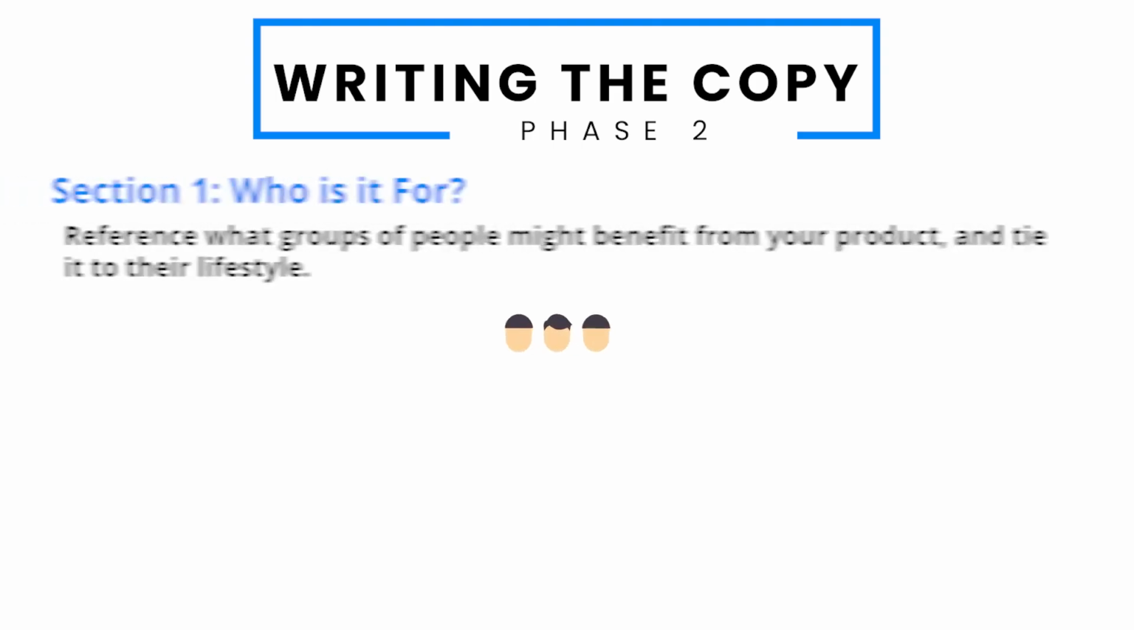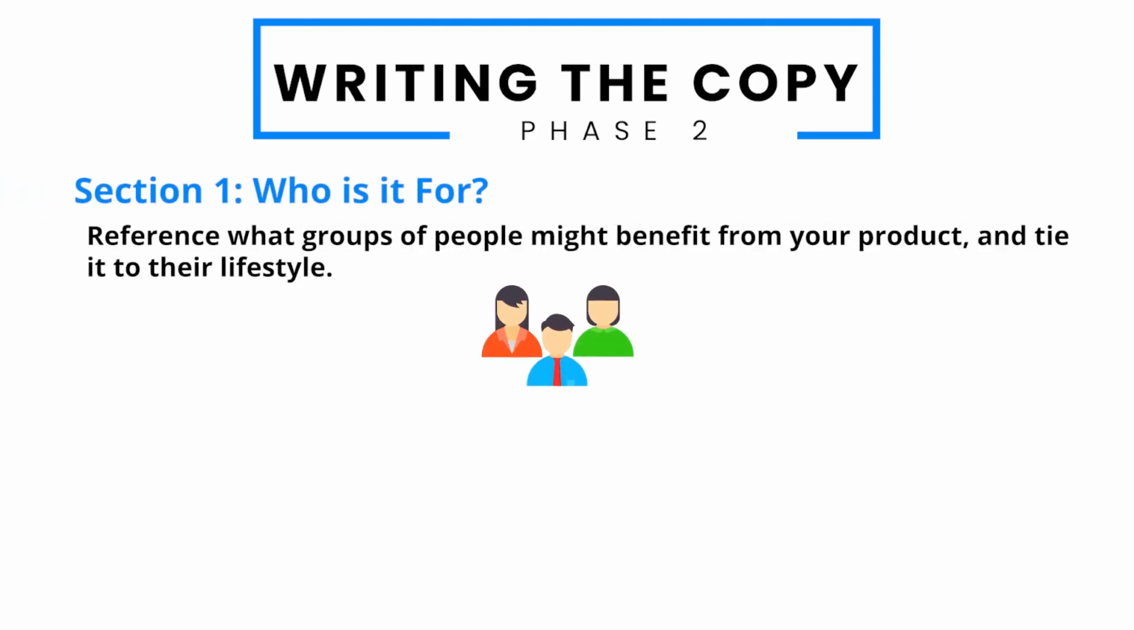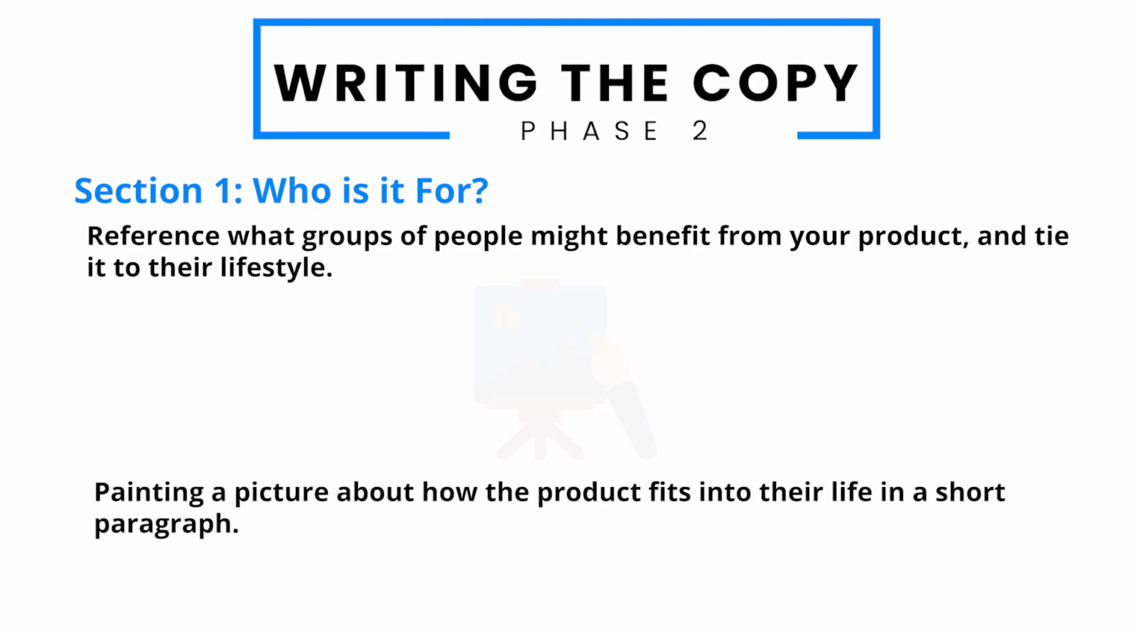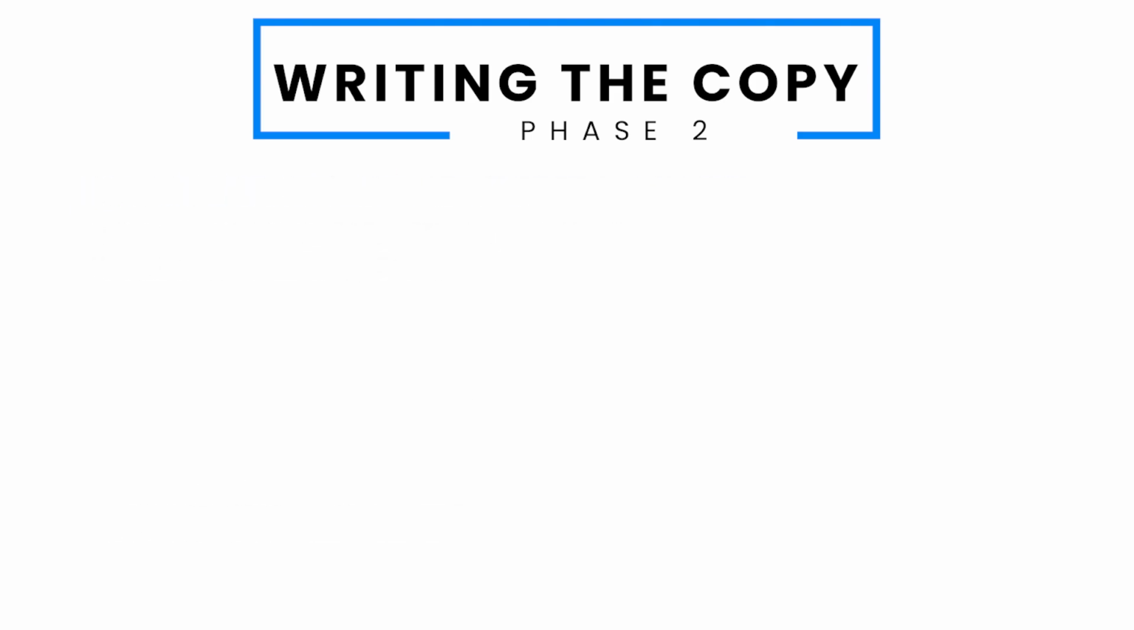Alright, the primary focus of this section is to reference what groups of people might benefit from your product and tie it into their lifestyle. You're essentially painting a picture about how the product fits into their life in the form of a short paragraph. Typically, we format it along the lines of this.